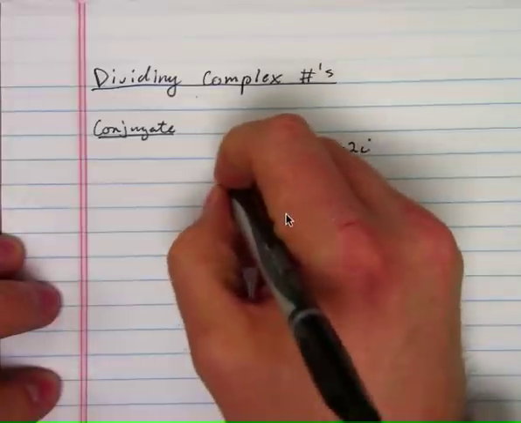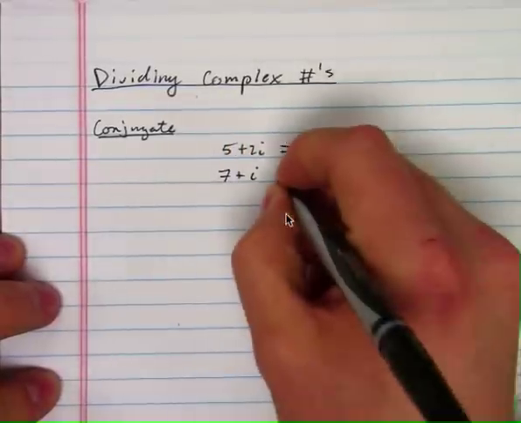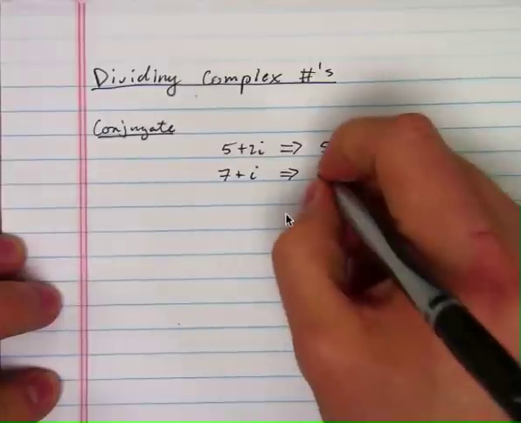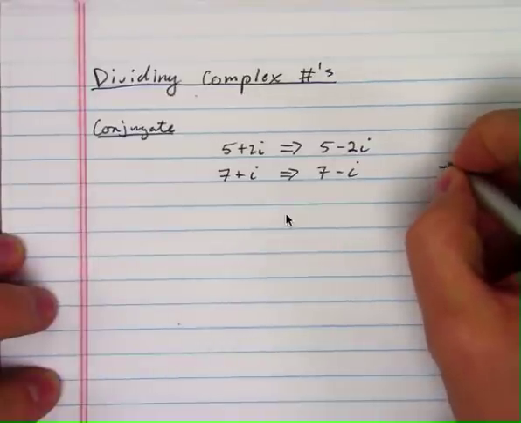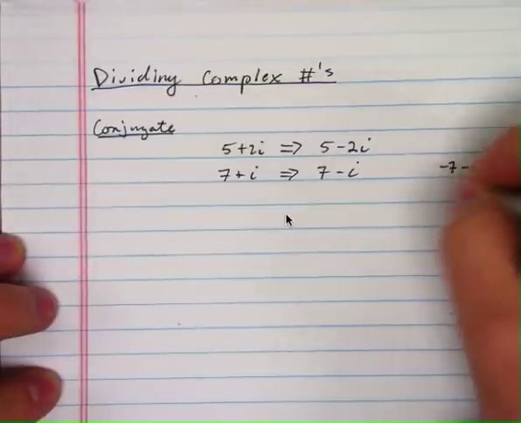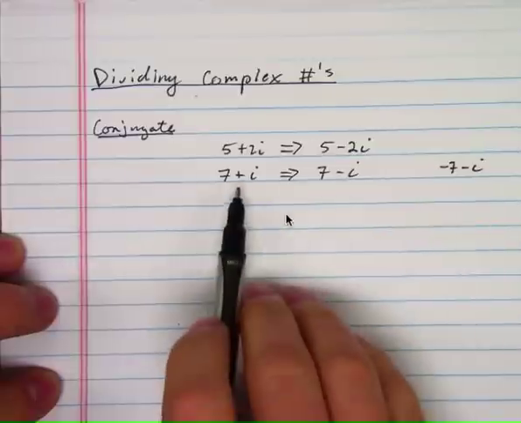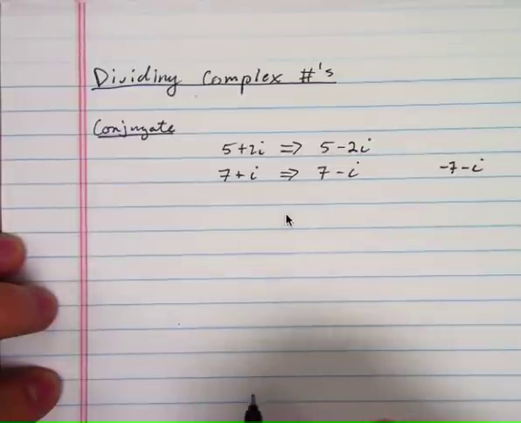So if I gave you 7 plus i, the conjugate would be 7 minus i. Now be careful, it's not the opposite. If I wanted the opposite, it would be negative 7 minus i. I turn everything opposite. So this is just taking the imaginary part and flipping it.